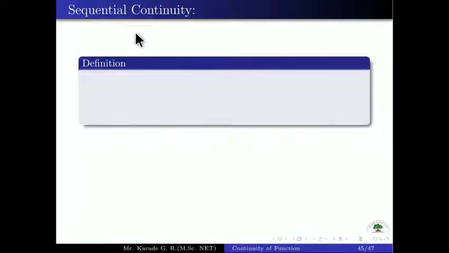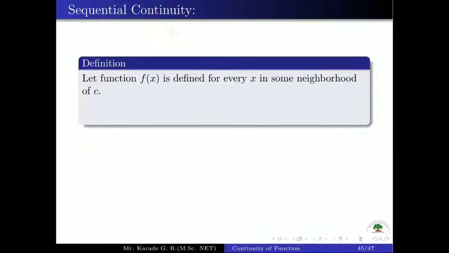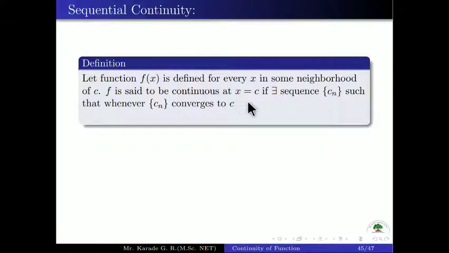So let us go to the next topic, sequential continuity. Let us define what is meant by sequential continuity of a function. Let function f(x) be defined for every x in some neighborhood of c. f is said to be continuous at x = c if whenever a sequence c_n converges to c, this implies that f(c_n) converges to f(c).